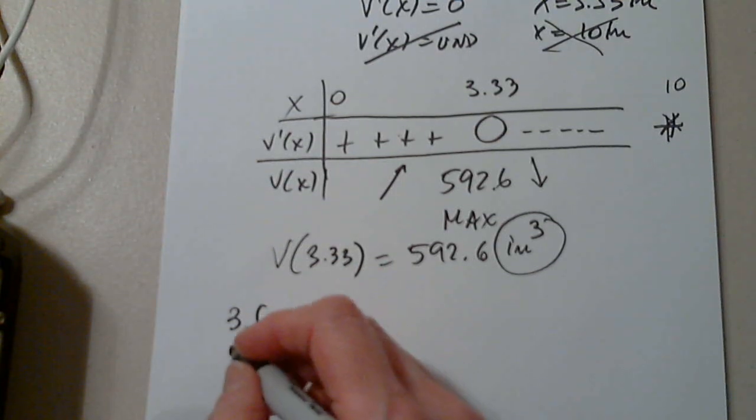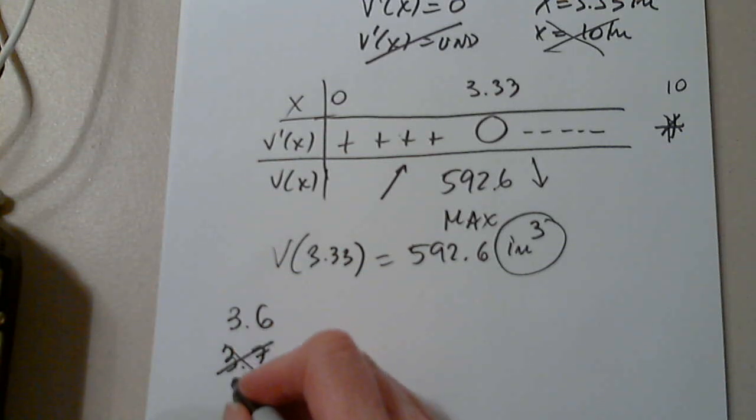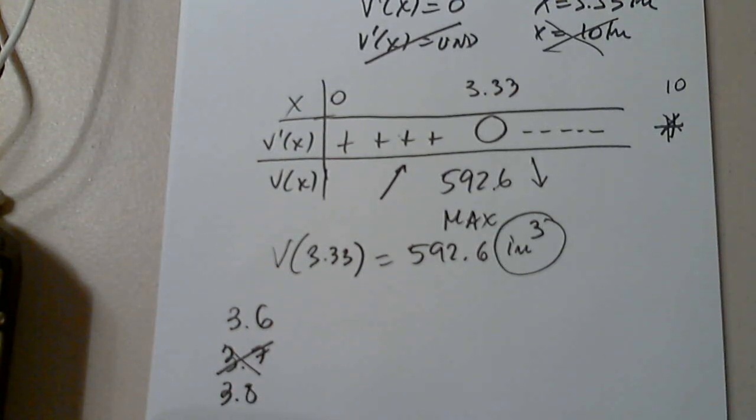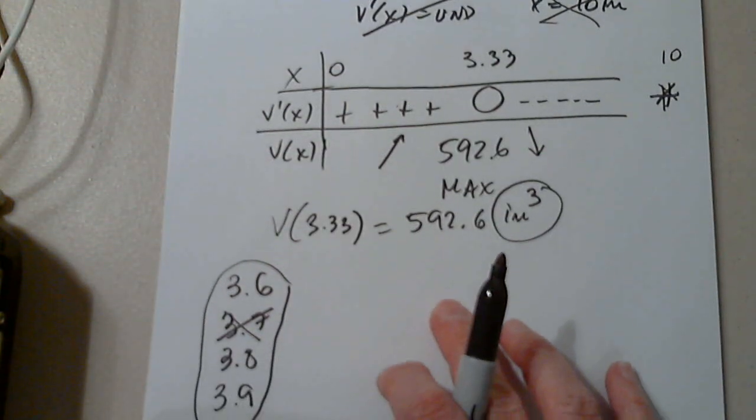3.6. 3.7 is not part of this course. And we have 3.8, which is implicit differentiation, and we have 3.9. So we have 3 sections left from this chapter.